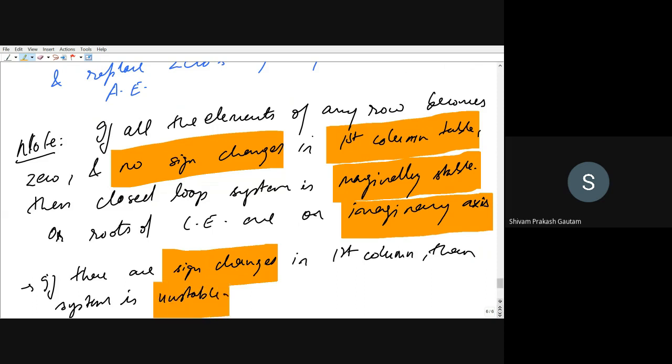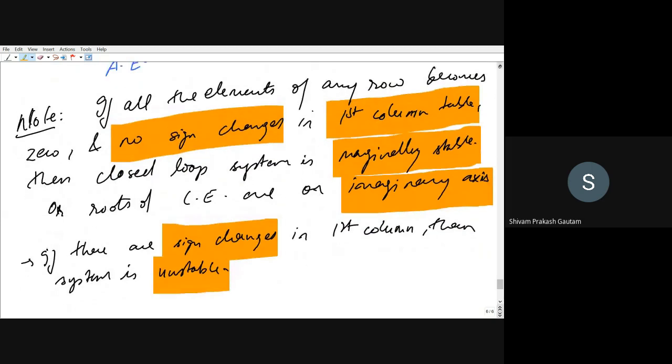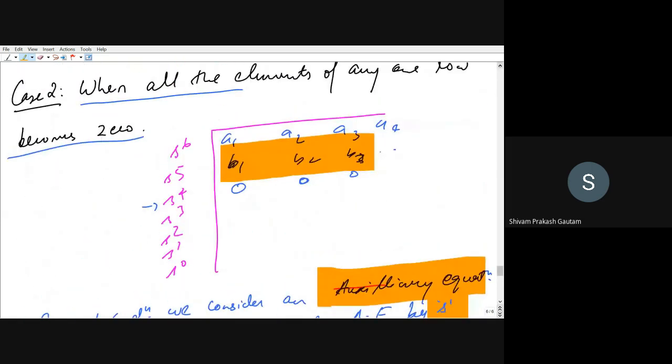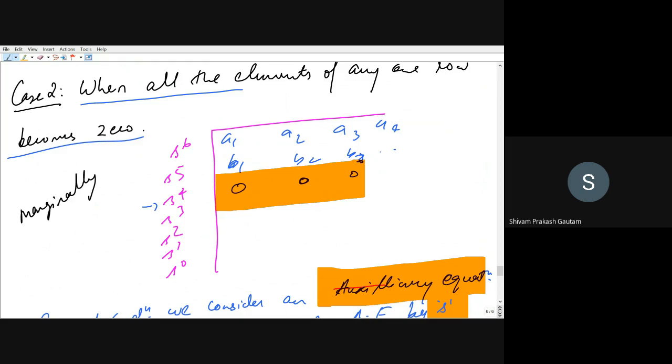So if you are having the row of 0, that means all the terms of a row of the Routh table are becoming 0, under this condition there are only two possibilities. The system can be either marginally stable or unstable. No way from this condition can the system be stable, right? So there are only two possibilities in case 2. Marginally stable when there are no sign changes in the first column, and unstable when there are sign changes in the first column. So I think this is clear. Now we will be seeing the example shortly.